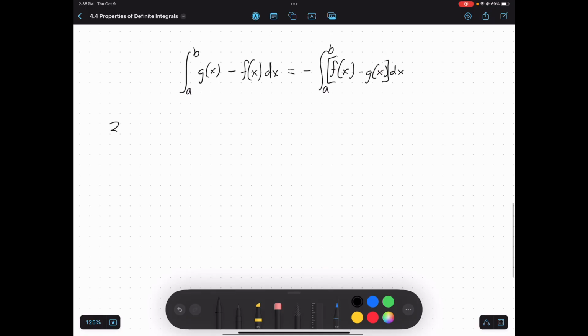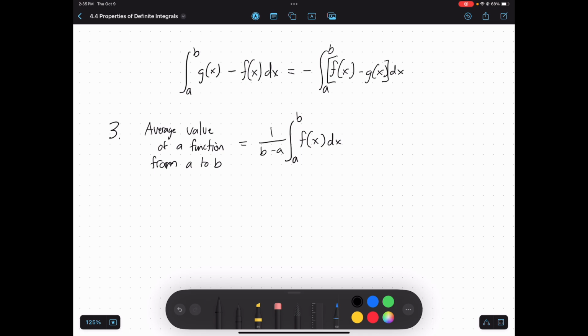Okay, the last property that we're going to talk about deals with average value. So it turns out the average value of a function over an interval, a to b, can be calculated using a definite integral. So I can calculate it by just taking the integral of the function over the interval a to b and then multiplying by 1 over b minus a, or dividing by b minus a. So where does this come from?